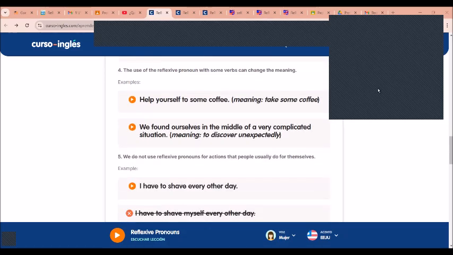Number four, Dalia. The use of the reflexive pronouns changes the meaning. Help yourself means take some coffee.